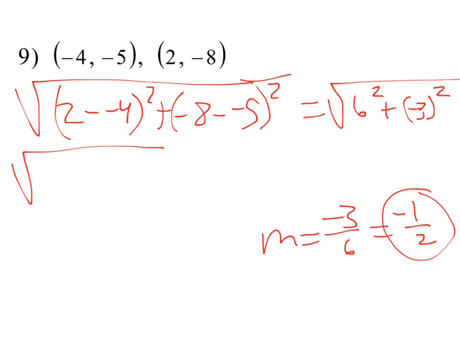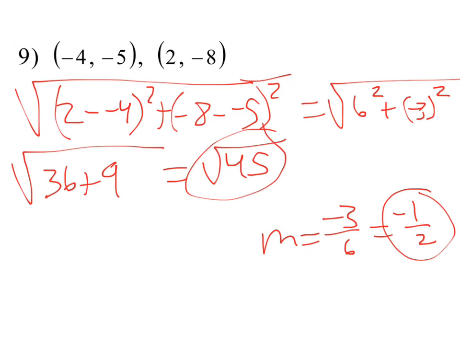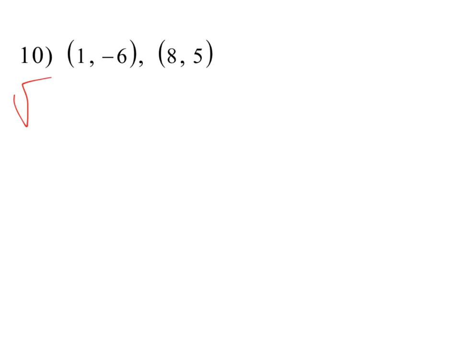The distance, see, 6 squared is 36. And negative 3 squared is 9. If you add those up, you're going to get the square root of 45. Which is that guy. Number 10.